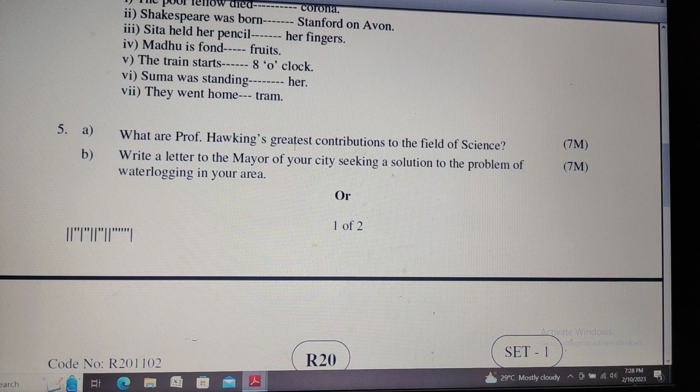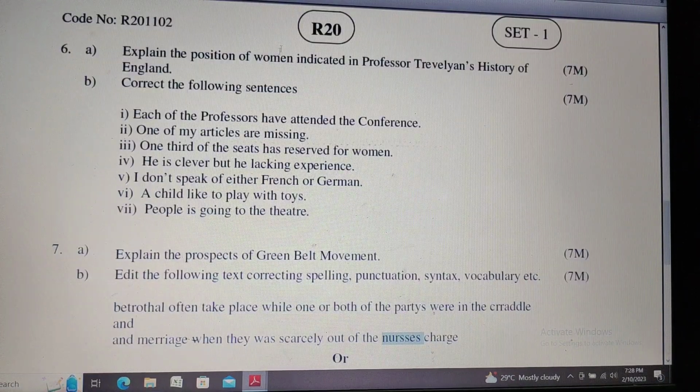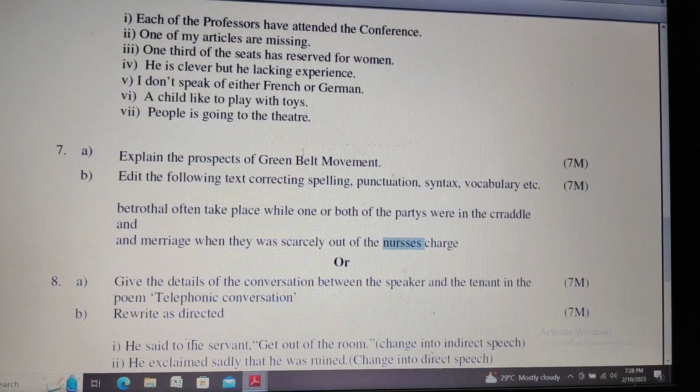Already we have 2 answers in our hand, question number 1 and 5, in confident. So 14 and 14, 28, maximum we'll score 20 there, or 25. 24 is the pass mark. Now here it is Shakespeare's sister and correction of following sentences. Here it is Wangari Maathai and editing the text.